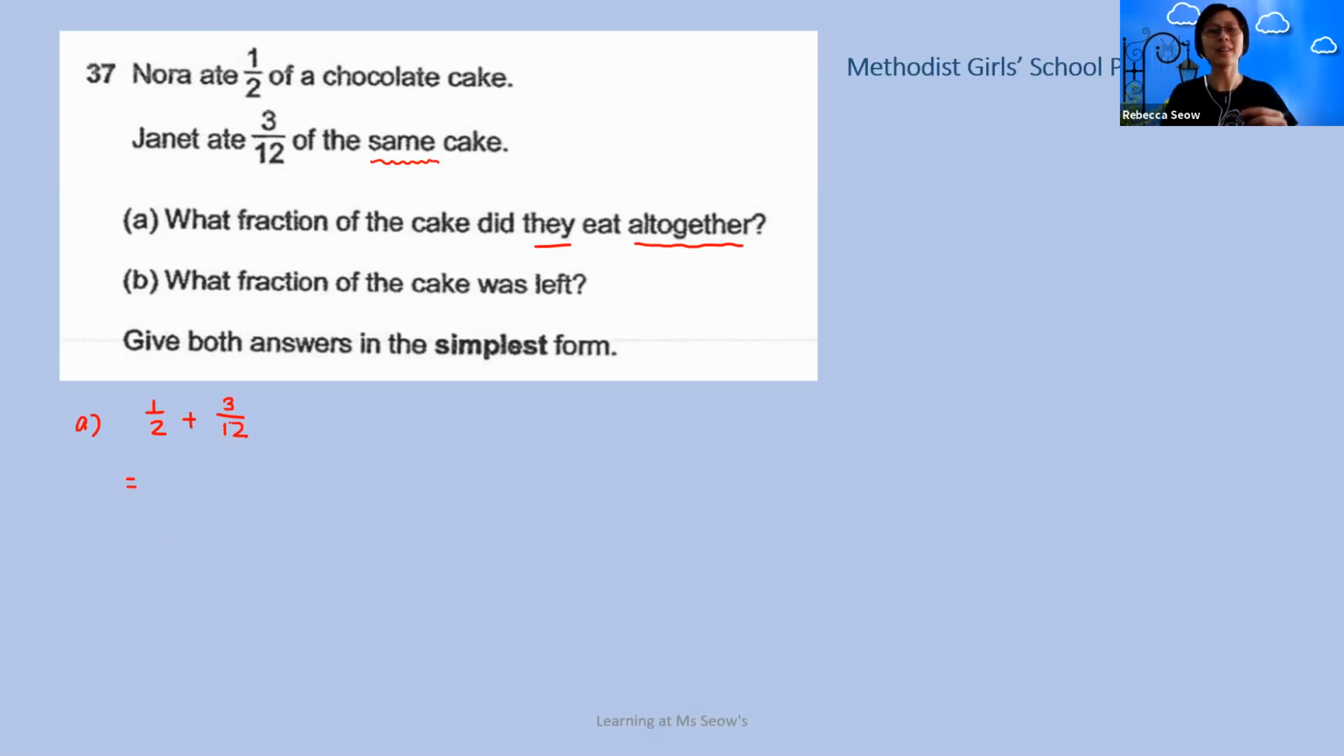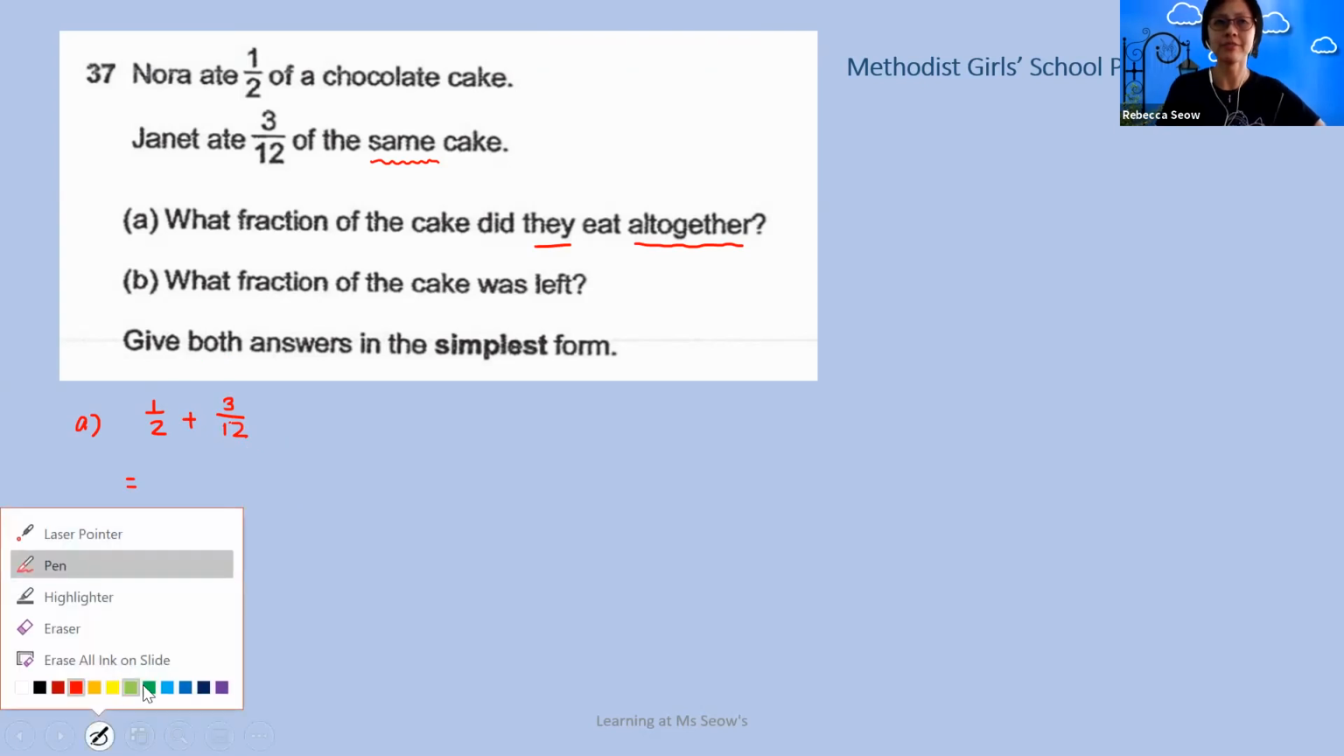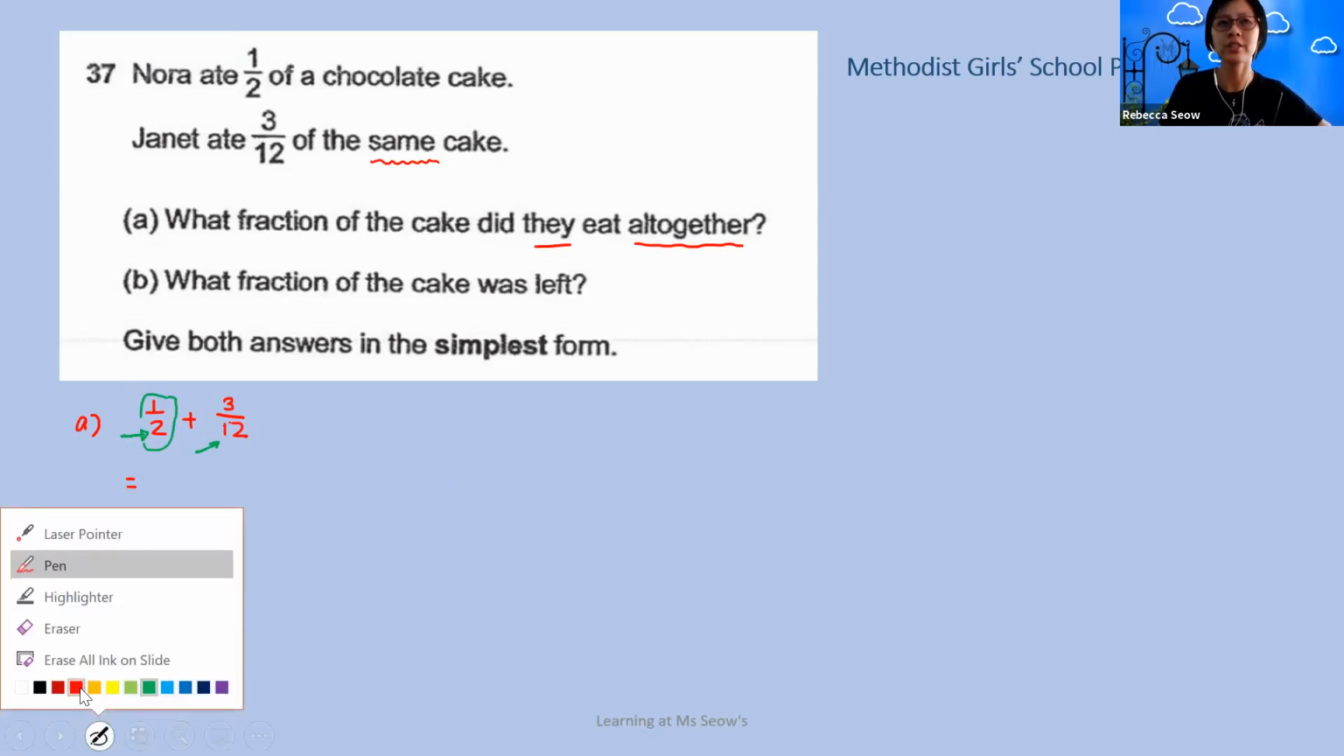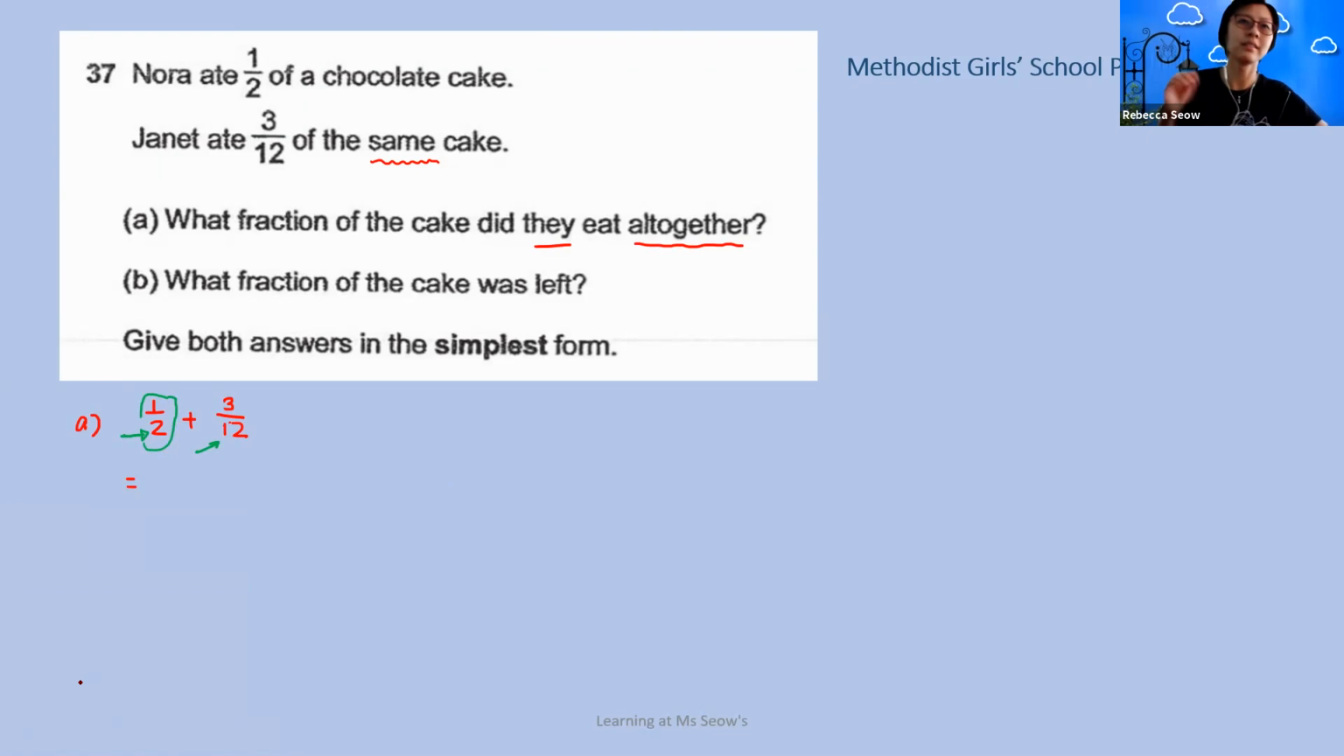We will have to make sure that our denominators are the same before we can add them together. Now, how do we change both denominators to make it the same? If you take note, the first denominator is 2 and the second denominator is 12. If we look at the first fraction, which is half, we ask ourselves whether we could find an equivalent fraction to half to make the denominator become 12.